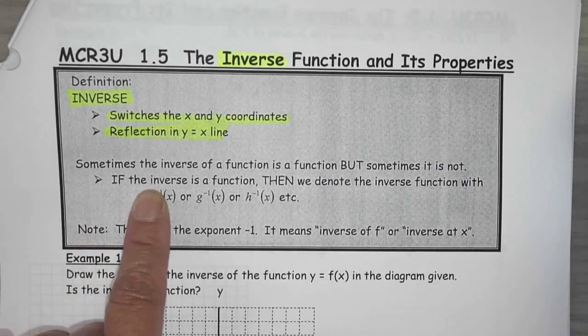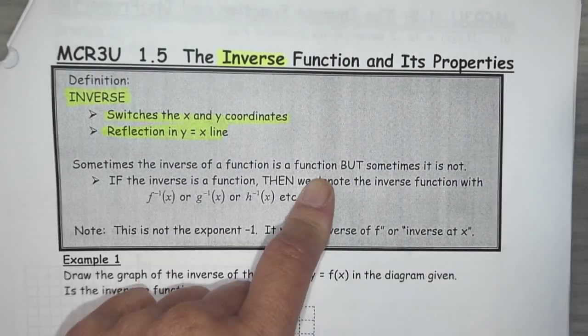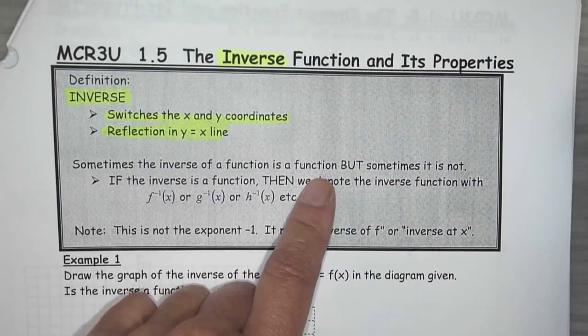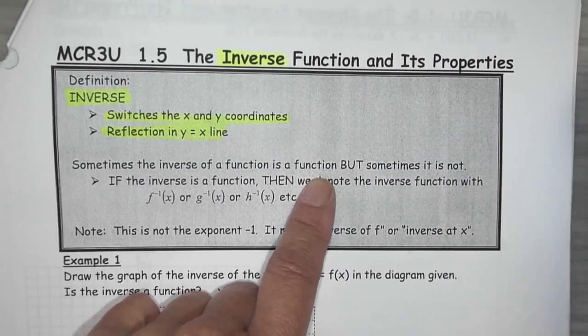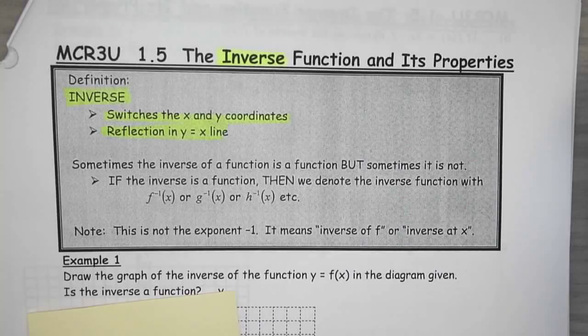Now, sometimes the inverse of a function is a function. So now we know the definition of function. Function means that for every x, there is one y. Right? It passes the vertical line test. So remember that vertical line test that I was talking about?